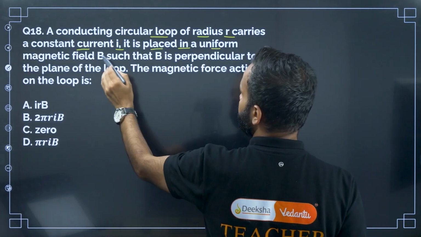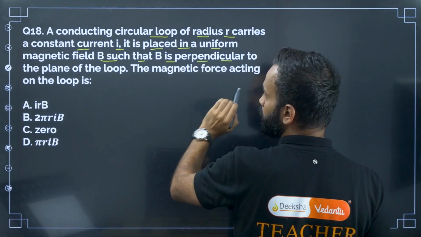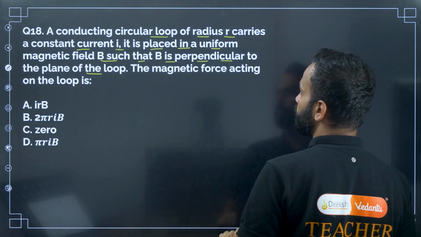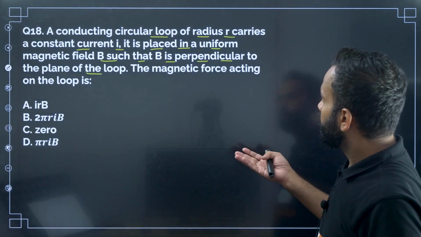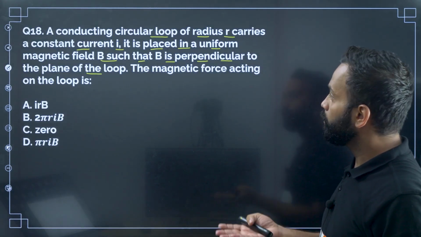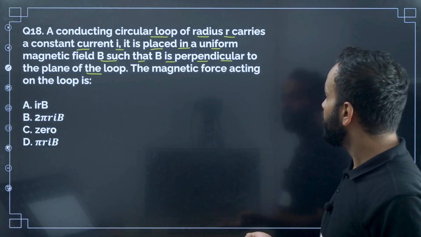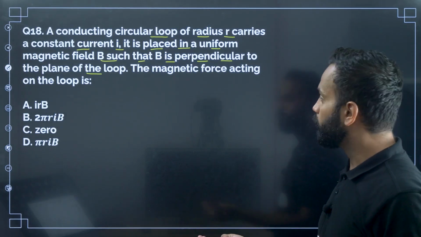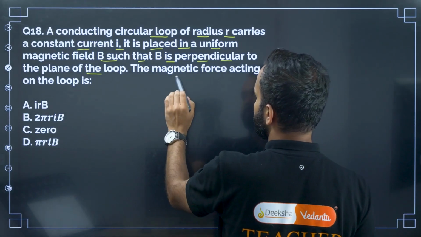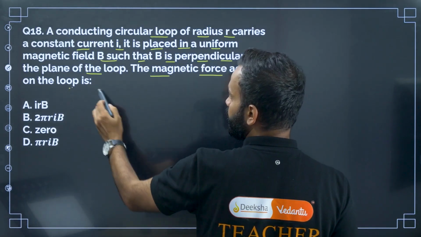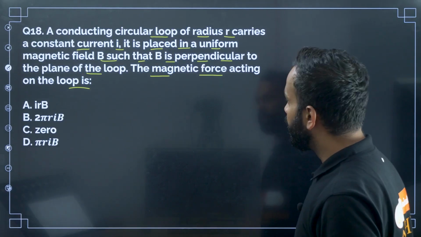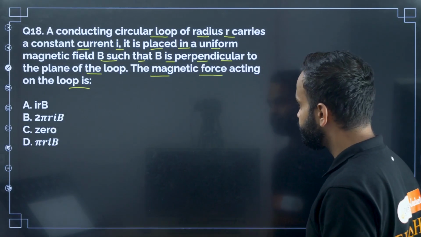It is placed in a uniform magnetic field B such that B is perpendicular to the plane of the loop. Here it is in a uniform magnetic field B, such that B is perpendicular to the plane of the loop. The magnetic force acting on the loop, right?